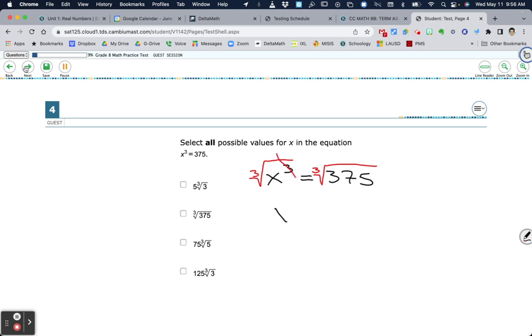So we get x is the cube root of 375. Do we have that? Right there. Okay. So it's just a quick test. Do you know basic ideas about roots? And the way you undo cubing a number is cube rooting a number. Okay? All right. Well, that's number 4. We're halfway there.